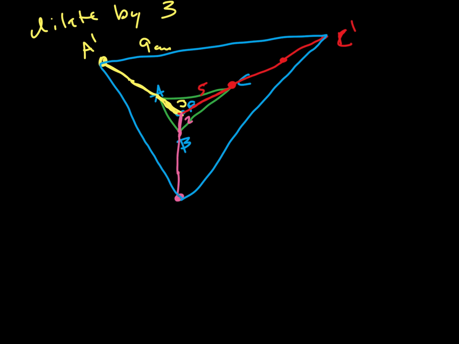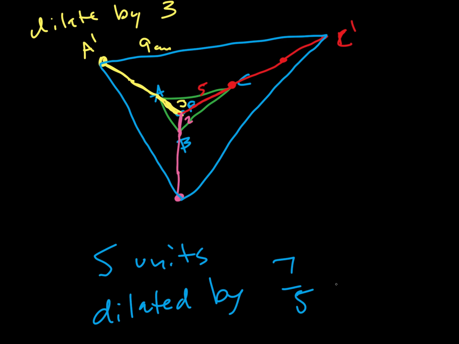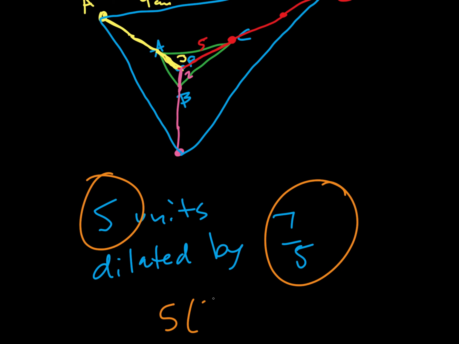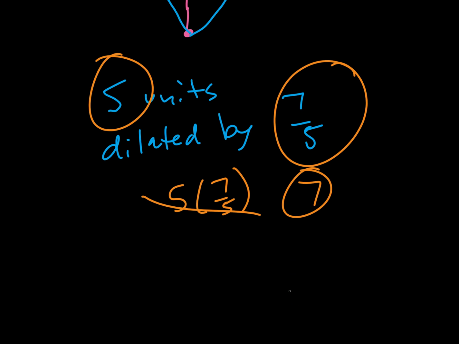Alright, now you're going to have some word problems that say like a segment measuring 5 units is dilated by 7/5, something like that. Remember, dilation is just multiplication, so all we have to do is take the two numbers and multiply them together. So 5 times 7/5. The 5's cancel, so the answer to that one is 7.